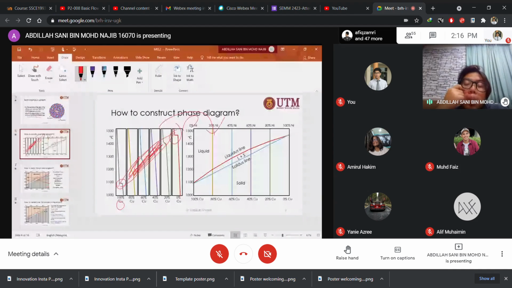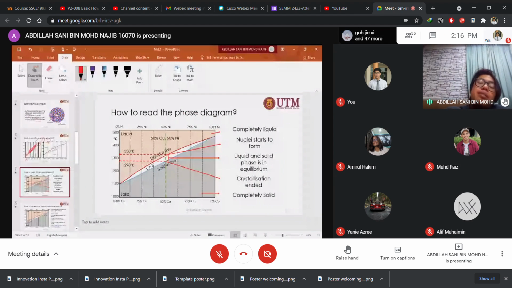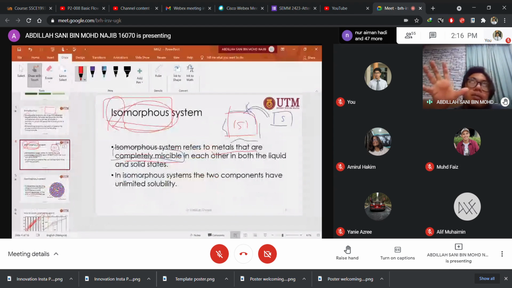There is no formation of a second phase. What I mean by second phase is, in this case, no matter how much you add, it will still exist in the same homogeneous phase. But if the material is not completely soluble, it means it has a partial solubility.